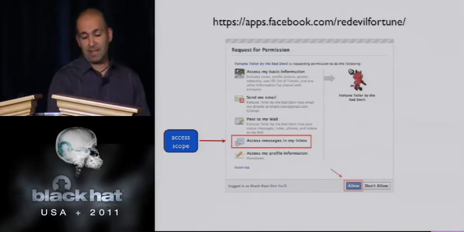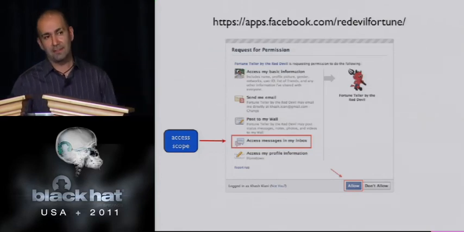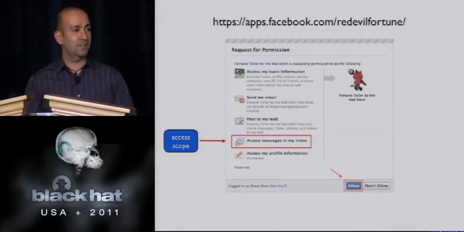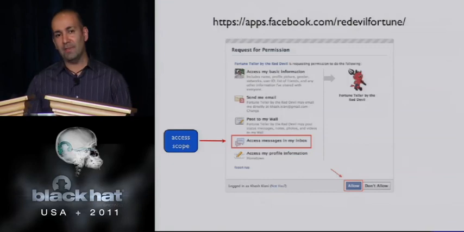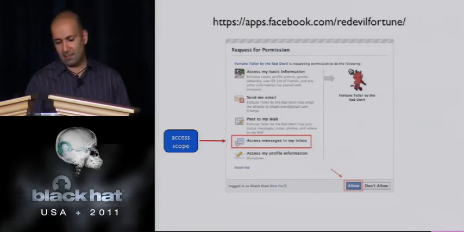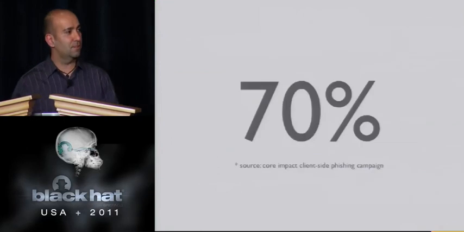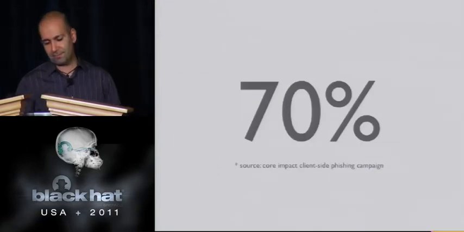We're basically telling the user, hey, this third-party client app wants to access your inbox. And you would think that, well, most users would say, hey, hell no. I mean, why would I want an app to read my inbox messages? We actually ran a campaign with the Core Impact client. And to our surprise, this many users were fine with this app reading their inbox messages.